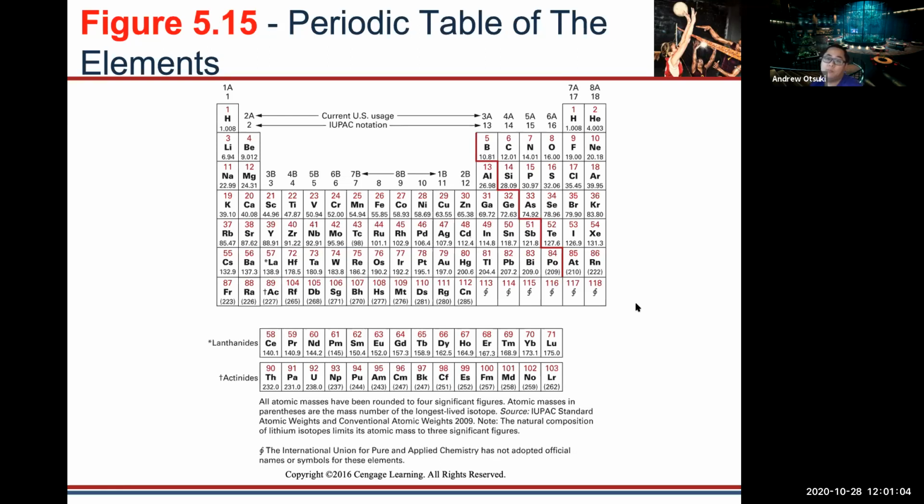If we go to the rightmost block, we can see there are numbers from 3 to 8A, and those are mainly the group numbers. So they are called group or family numbers.